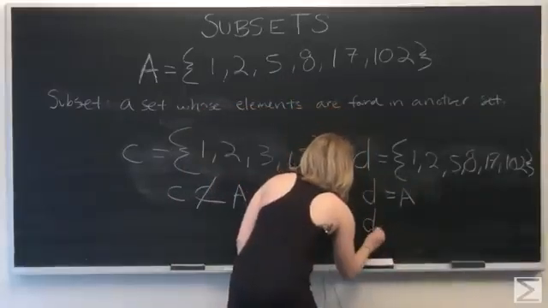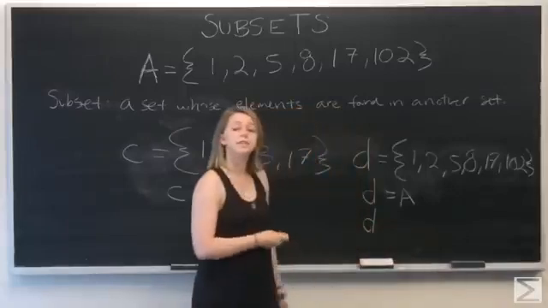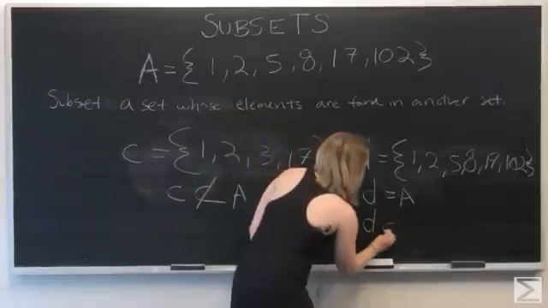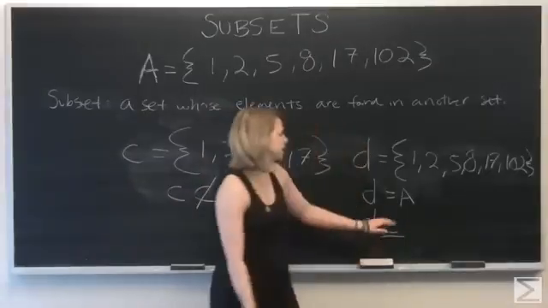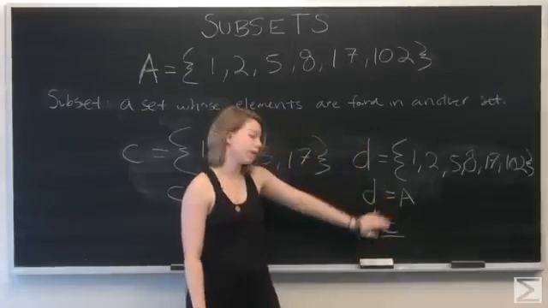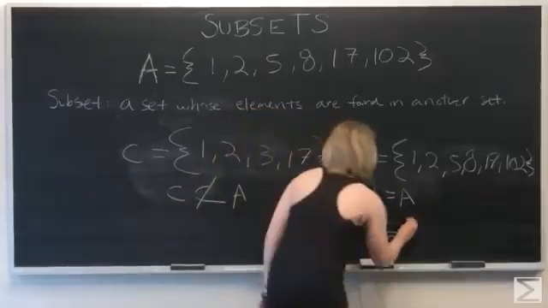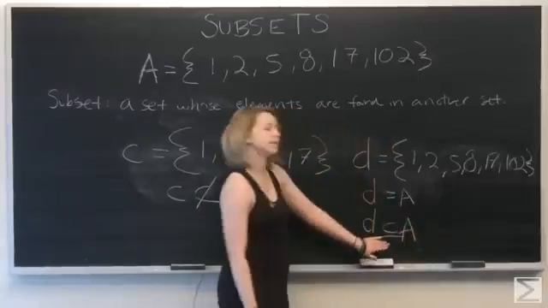And this one has notation that is a little different than the other sets. Because it's also equal to set A, we use our subset symbol as well as a line underneath. So D is a subset of A.